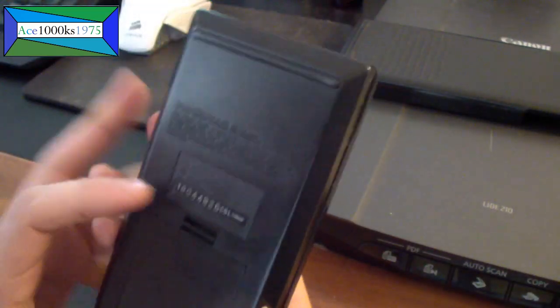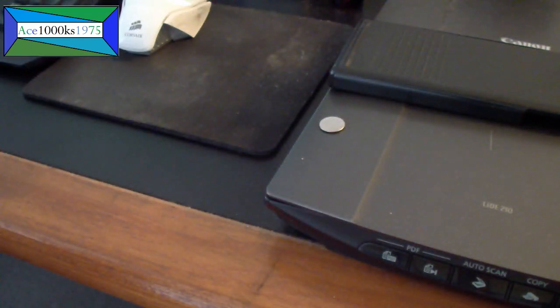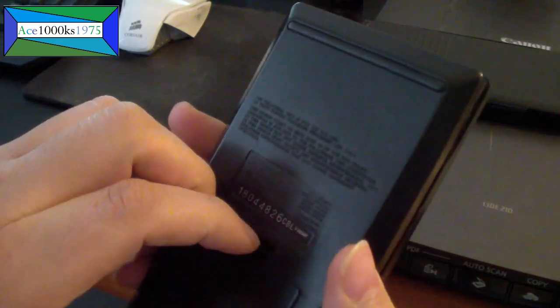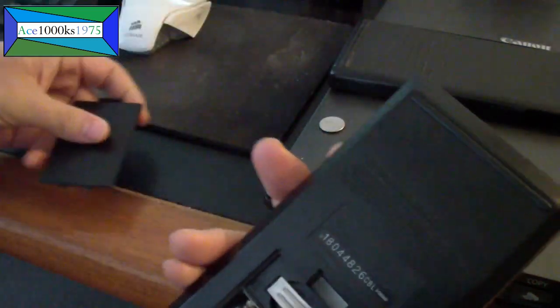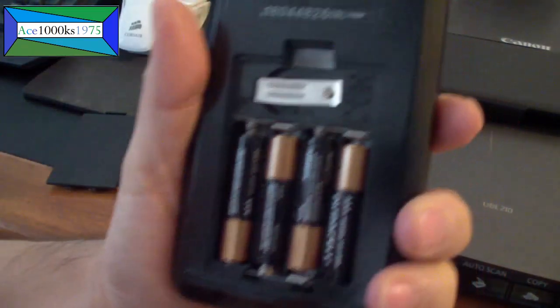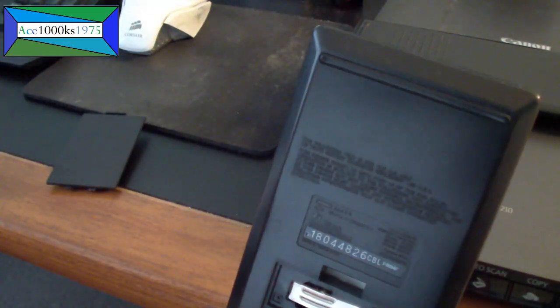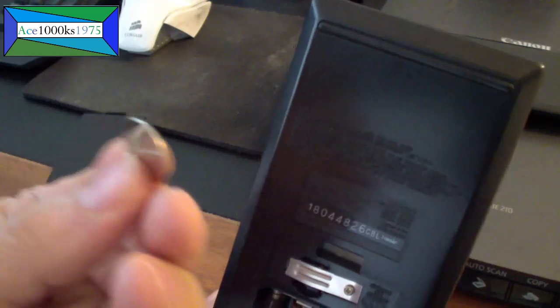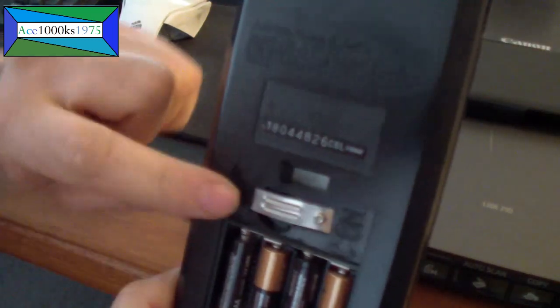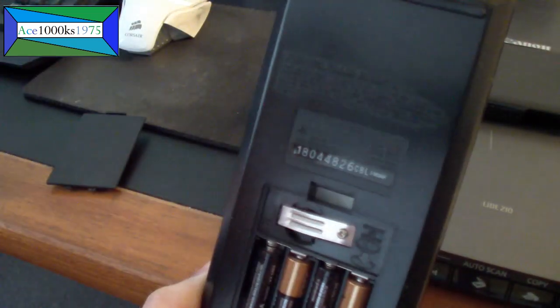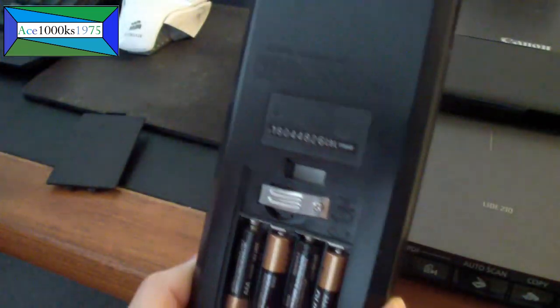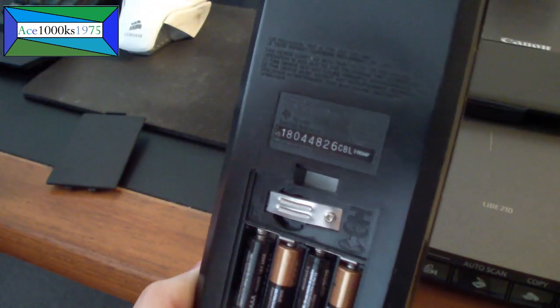But yeah, so let me show you the inside of this thing. So let's see. This uses 4 AAA batteries, which you can see right here. And this is some kind of button cell lithium battery, which I took out of here. It's a CR1616 button cell battery.